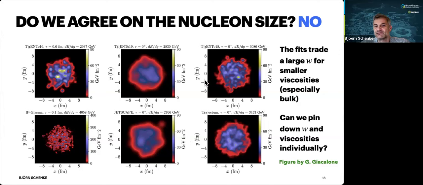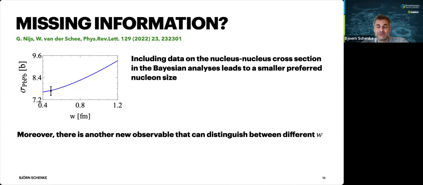And what the fits do in the Bayesian analysis, for example, is to really trade larger w for smaller viscosity. So if you make w larger, right, you'll have less of an outward push, right? And you have less eccentricity as well. And then you have to compensate that with medium properties, right? So the question is, can we actually leverage some observables that can distinguish these two cases, or can pin down this nucleon size independently from the medium properties, right? So we need an observable that's sensitive to only one of them, right? And maybe we're missing information.